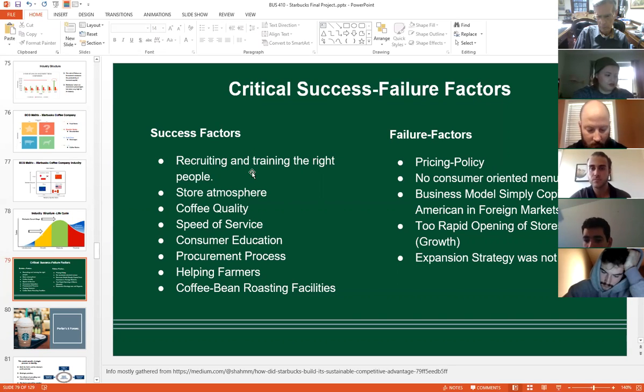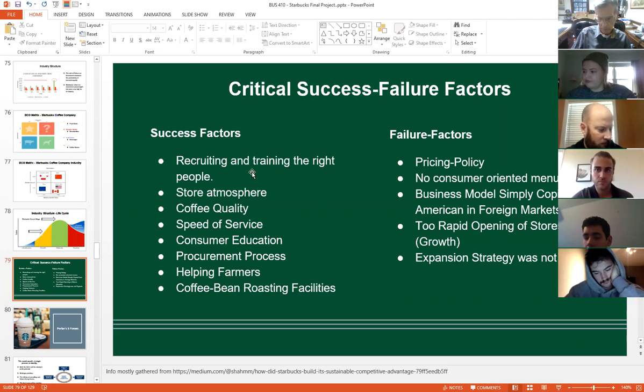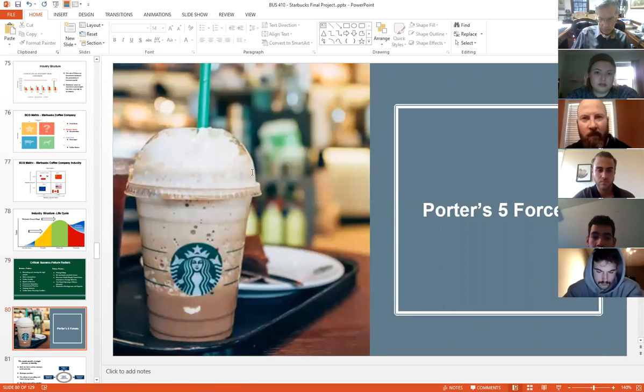The next one is the rapid opening of stores, and the expansion strategy was not organic. This is more the case in Europe than in the US. The number of stores that were licensed compared to those owned by Starbucks doesn't match, meaning that Starbucks should own more stores than the ones they license, in order not to put the reputation at risk.